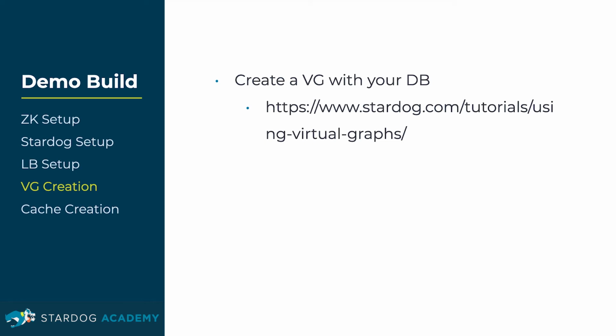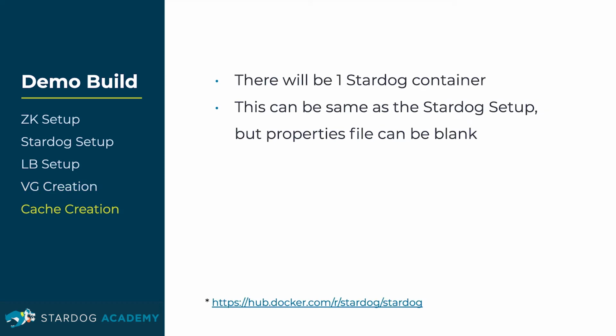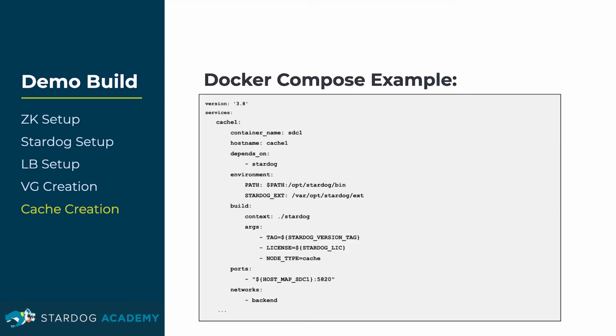We're also going to create a virtual graph for our database. You can see our tutorial section on using virtual graphs for more information. Finally, we're going to have one Stardog container that's going to cache the data in our virtual graph. Now, this can pretty much be the same as the Stardog setup, but just know that you can pass in a blank properties file. Most of this will be configured from the command line when we actually create the cache. Here is the Docker Compose snippet for the cache node.